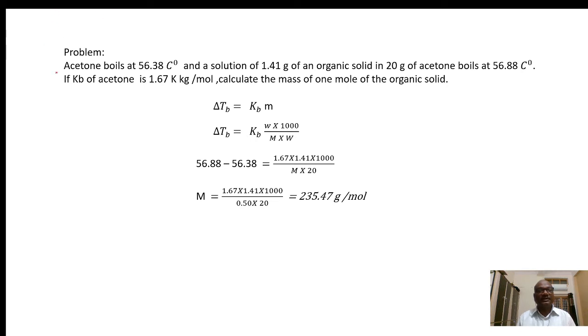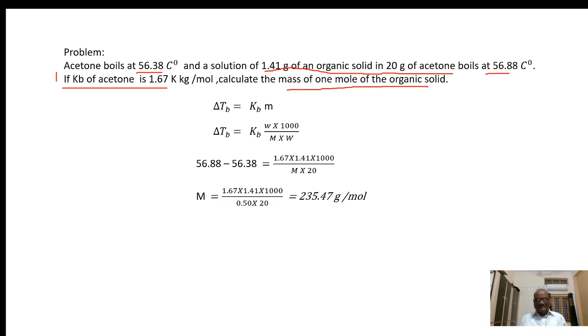In pure state it is boiling at 56.38 degrees centigrade, and a solution of 1.41 grams of an organic solid in 20 grams of acetone. It is a solution. How is the solution prepared? By dissolving 1.41 grams of an organic solid in 20 grams of acetone. This solution boils at 56.88 degrees centigrade. If Kb of acetone is 1.67 Kelvin kilogram mole inverse, okay, Kb is provided. Calculate the mass of 1 mole of organic solid. What is the meaning of that? Nothing but molecular weight.